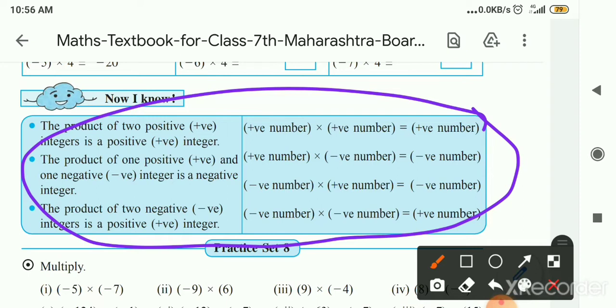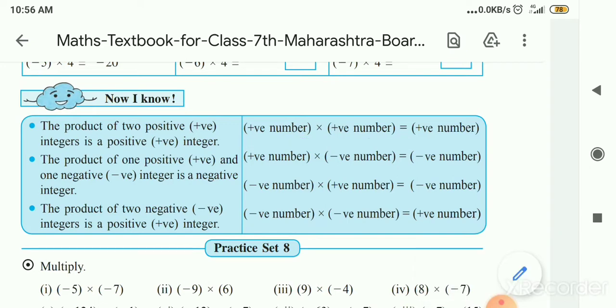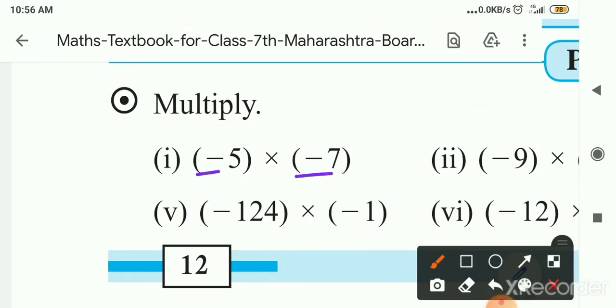Okay, so let me clear one thing. If the numbers have the same sign, then the answer of the multiplication is positive. For example, both numbers are negative. Do the multiplication of these two. 5 7s are 35, and here both numbers are negative, so the answer gets the positive sign, so it is equal to 35.